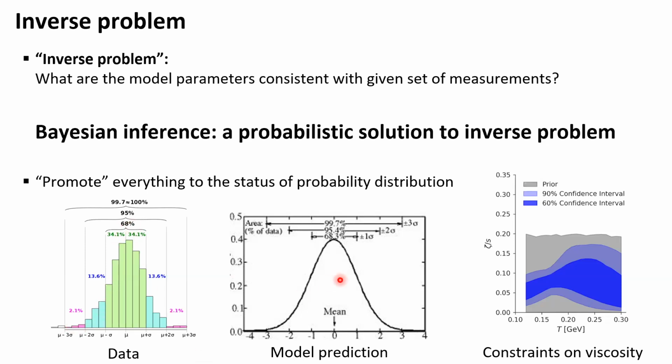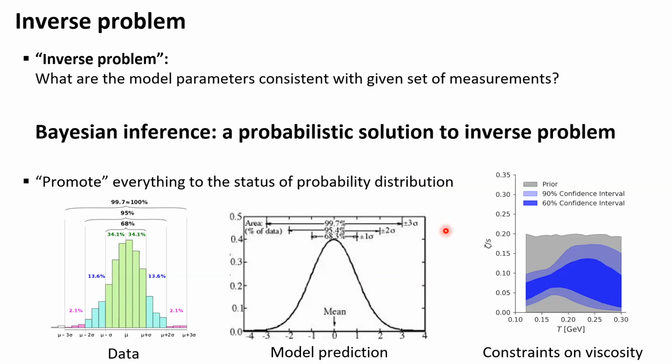Now we do the same thing for the model. We say that the model's predictions are probability distributions. And you should understand it this way. Whatever you do, your model will always have some numerical uncertainty and often some statistical uncertainty, because we can only, for example, average over a certain number of collisions. And you should account for this uncertainty in your analysis when you compare with data, which is what we do.